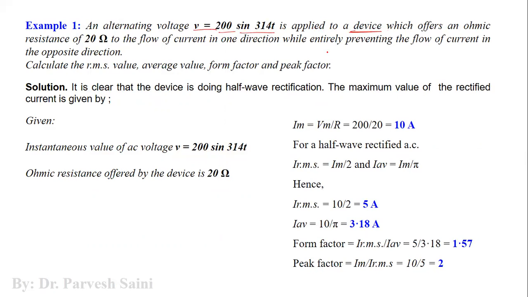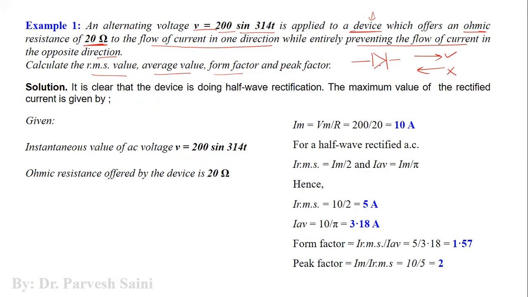a device. The name of the device is not given here, but it is mentioned that this device offers some resistance to the current, which is 20 ohm, and it allows the current to flow in one direction and prevents the flow of current in the opposite direction. So this is actually acting as a diode. Basically it is acting as a diode because a diode allows the current to flow in the forward direction but does not allow the current in the opposite direction, right? So we have to calculate the RMS value, average value, form factor, and peak factor of the given signal.